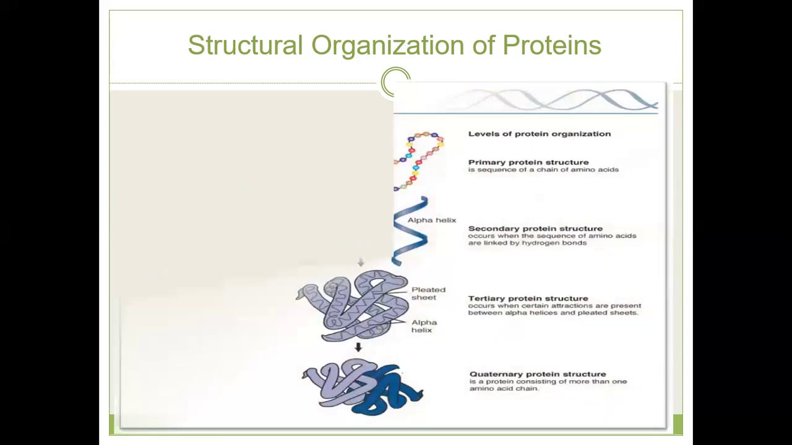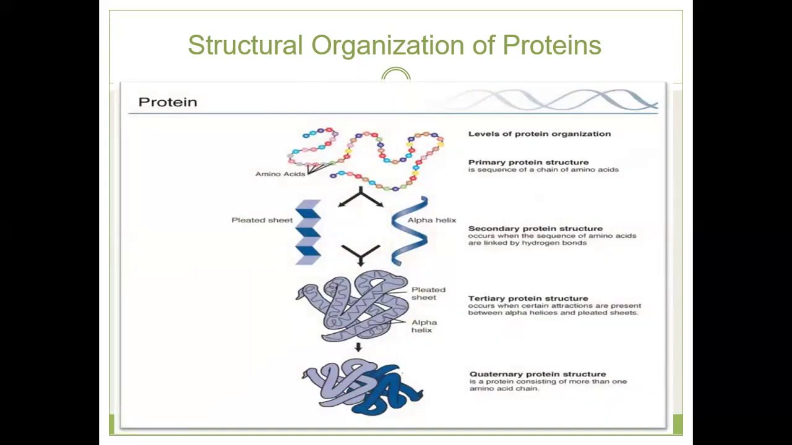Now, we talked about structural organization of a protein. Remember I told you that when you have the amino acid sequence just attached by the peptide bond, we call it primary structure, right? When you have the amino acid sequences attached to each other, we call it a primary structure.